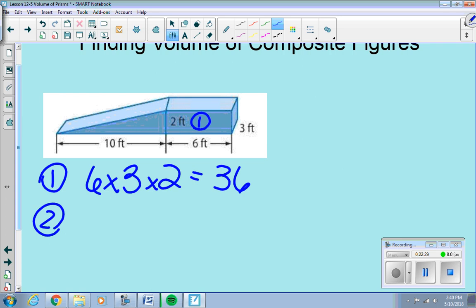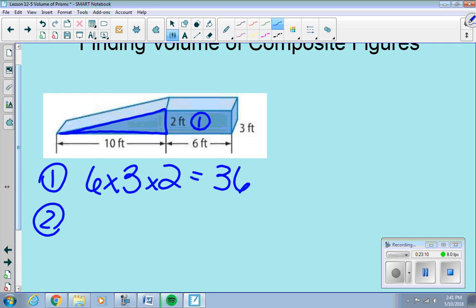Okay. The second one is the hardest one, because it's a triangular prism. Now my base is the triangle, so I have to find the area of the triangle. So what are the dimensions of the triangle, Brian? 10 times 2. Okay, remember my triangle's just right here, you guys. So 10 by 2. That's going to be like the height of it. 10 is the length of it. It's like a piece of cheese turned to the side.